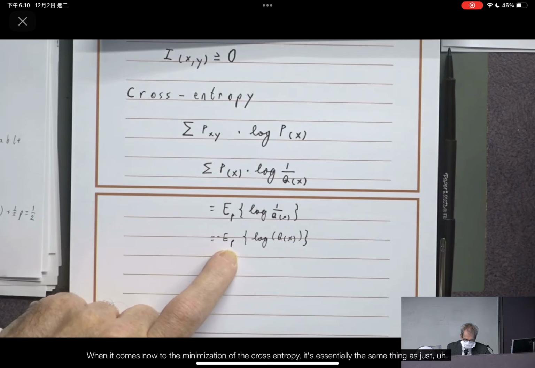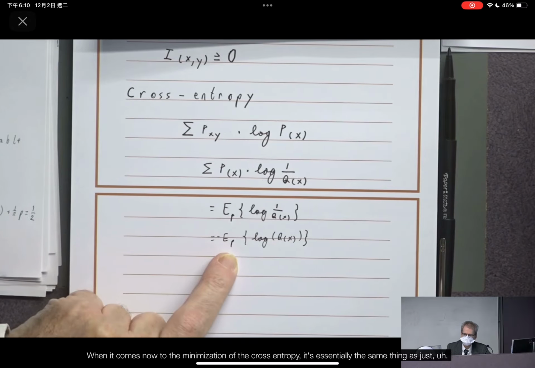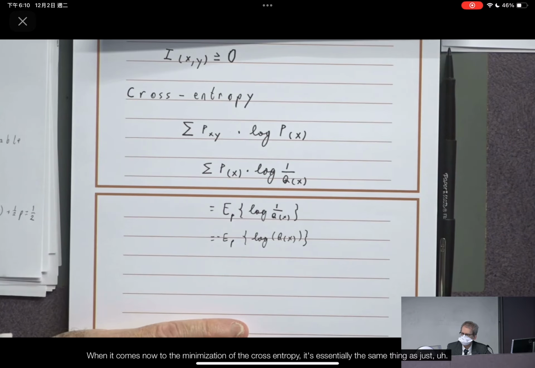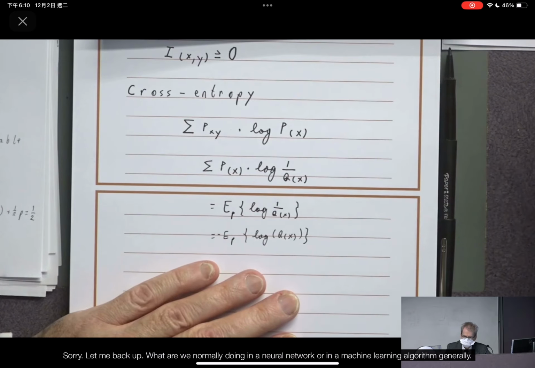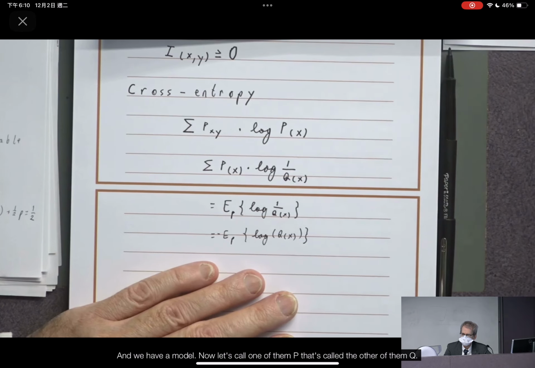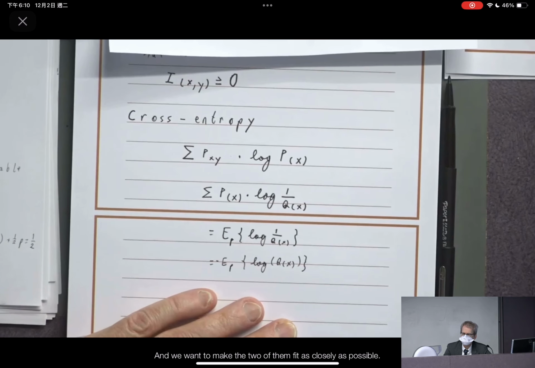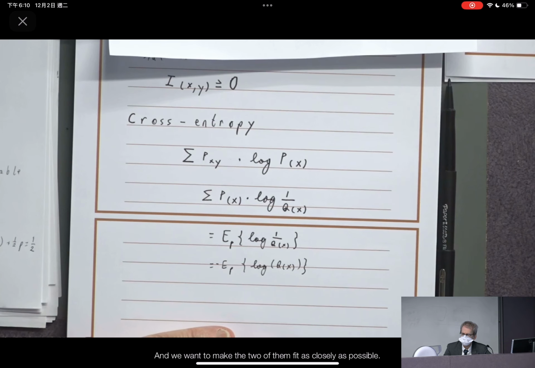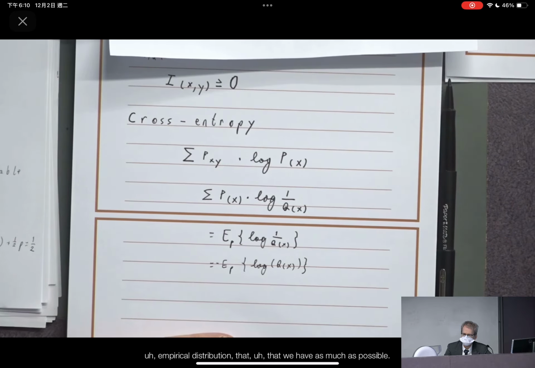When it comes now to the minimization of the cross entropy, sorry, let me back up here. What are we normally doing in a neural network or in a machine learning algorithm generally? We have an empirical distribution, which is just all this raw data that we are feeding into the machine learning algorithm, and we have a model. Now, let's call one of them p, let's call the other of them q. And we want to make the two of them fit as closely as possible. So we have that model with all these parameters, and so it's somehow conditioned on the parameter vector theta, and we want to make sure that the output of that model agrees with that empirical distribution that we have as much as possible.